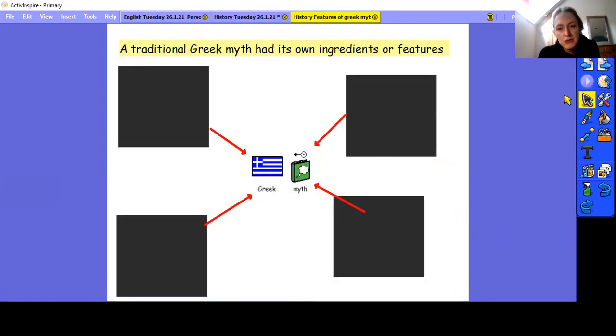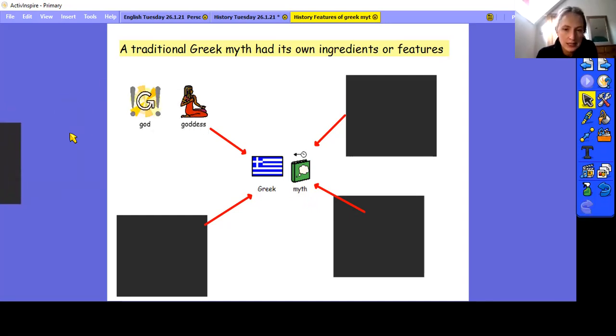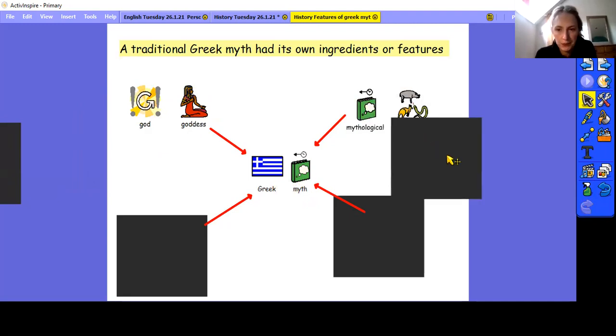And it's a bit like that with Greek myths as well. So a traditional Greek myth has its own kind of ingredients or features. It doesn't mean that every Greek myth would have all of these ingredients in them, but there were quite common things that you would find in them if you looked. So the first thing was quite often the gods and goddesses of the ancient Greek civilization made an appearance in these stories. So quite often they played a key role as characters in the story.